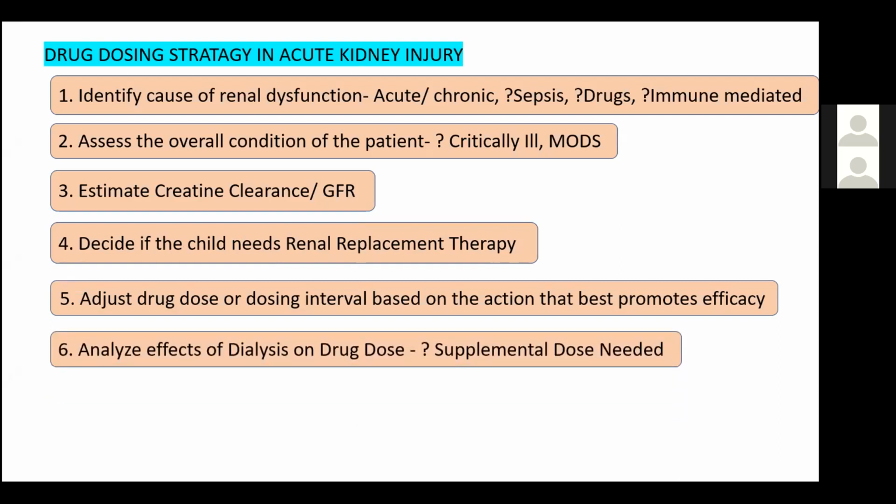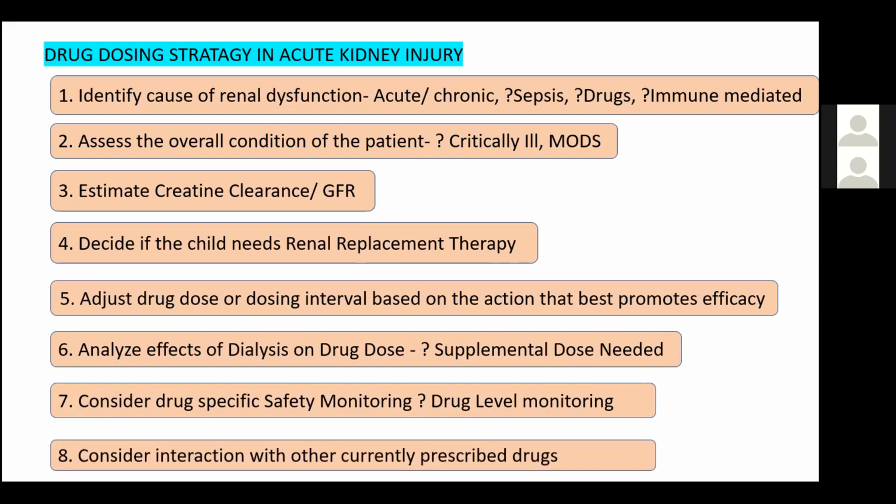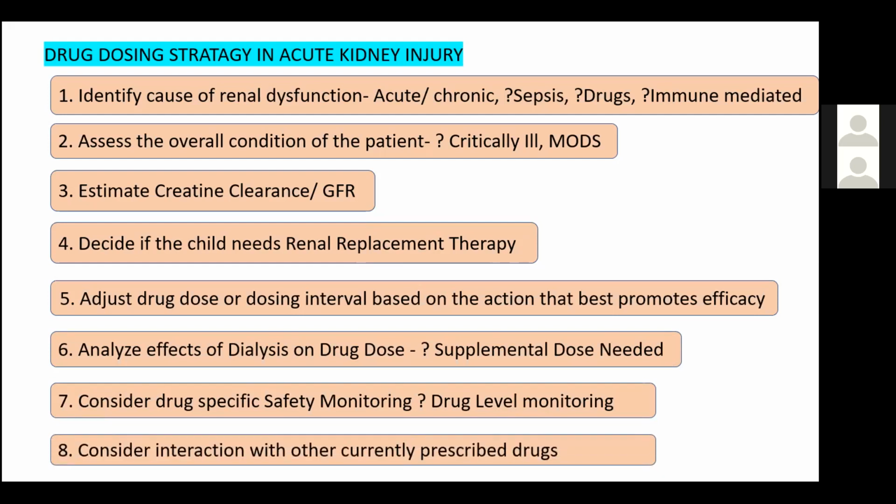Now, if the child is needing dialysis, then we need to analyze the effects of dialysis on the drug dose. And if needed, supplemental doses in case of intermittent hemodialysis might have to be administered. Whenever possible, we should consider drug-specific safety monitoring, like drug level monitoring. And finally, consider interactions with other currently prescribed drugs. Now, with this approach in mind, we are going to move forward into the discussion.